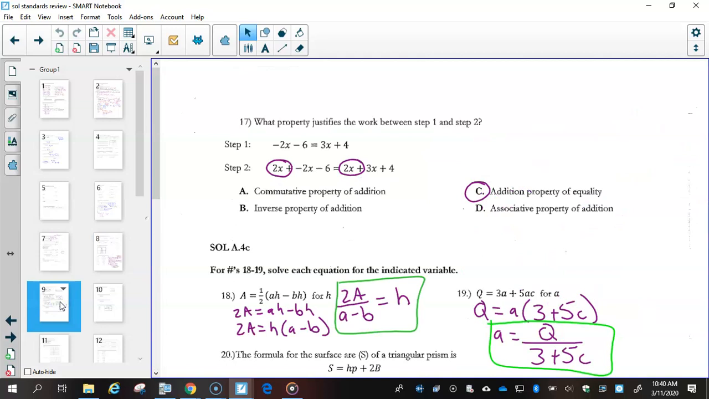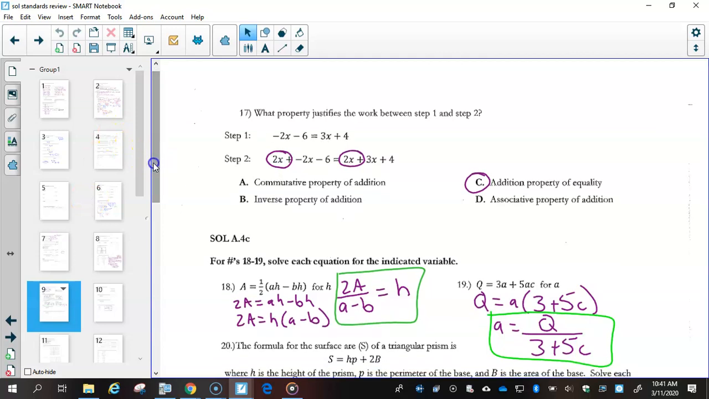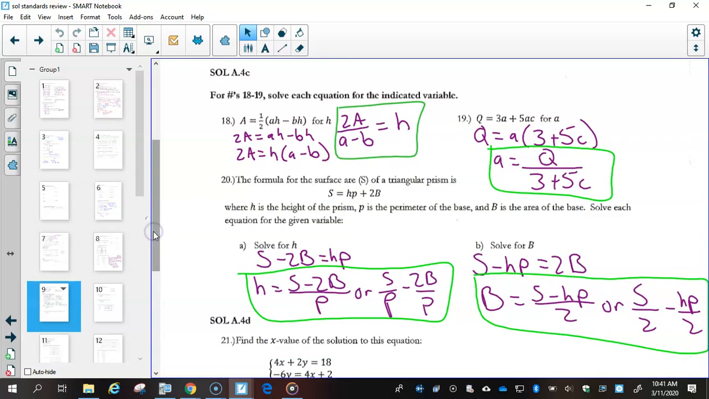17 was C because you added on both sides. For 4C, 18, you should have got 2A all over A minus B equals H. Remember, in this case, you're not really solving for something. You're just getting whatever by itself.